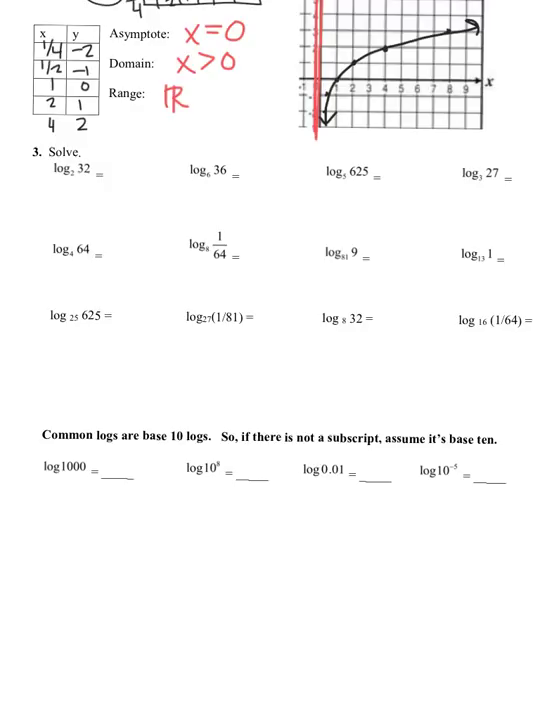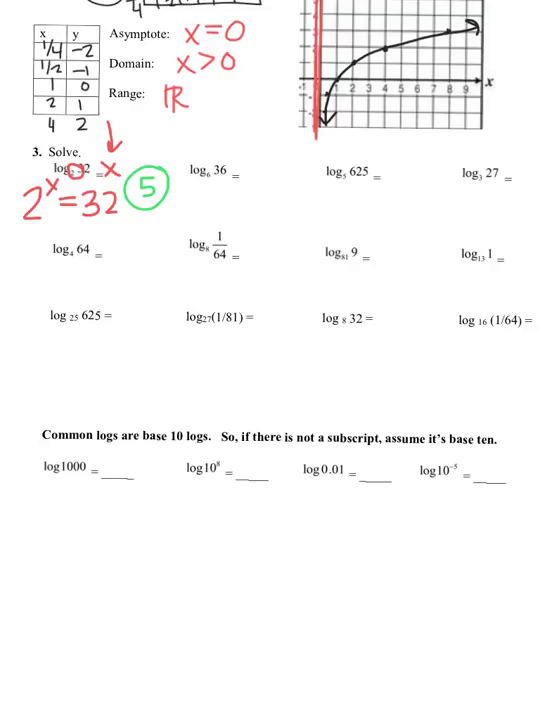Down here, if you have to solve or evaluate logarithms without a calculator, what you want to do is write it in exponential form. If I'm trying to figure out what log base 2 of 32 is, I write equals x. Now I write it in exponential form: 2 is the base of the exponent, and x is the exponent. 2 to the x equals 32, and then you have to solve for x. 2 to what power is 32? The answer is 5. 2 to the 5th is 32.